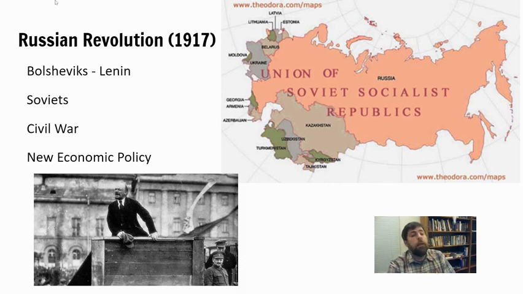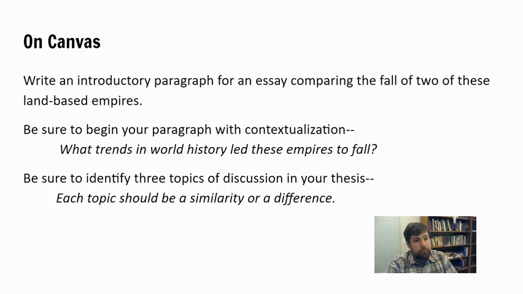So what I would like for you to do now, on campus, is write an introductory paragraph for an essay comparing the fall of two of these land-based empires. If it were me, I'll just be straight with you, I think it would be easiest to do the Qing and the Ottoman. You can use the Soviet Union if you want to. I feel like that one, there's too much there. It's a little bit more complicated. If I was writing this paragraph, I would do it about the Qing and the Ottomans. But you have the choice. You do what you want.